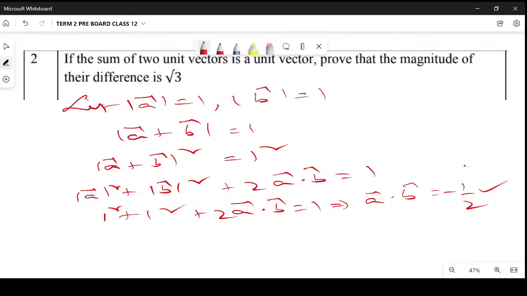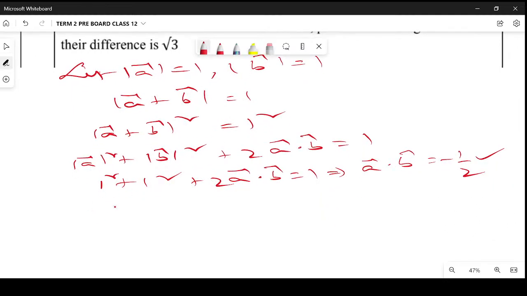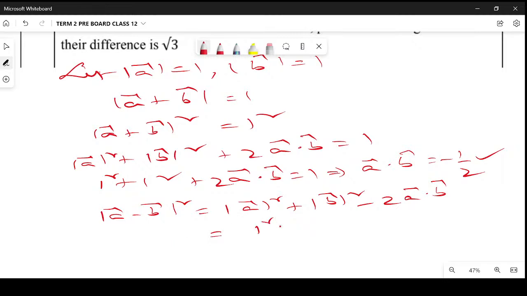They are asking for the magnitude of their difference, which should be root 3. So I will take mod a bar minus b bar whole square. If I expand this, mod a bar square plus mod b bar square minus 2 into a bar dot b bar. We know this is 1 square, this is 1 square, minus 2 into a bar dot b bar, which is minus 1 by 2. Now I can simplify: 1 plus 1 minus 2 into minus 1 by 2, we have 3. This is mod a bar minus b bar whole square.